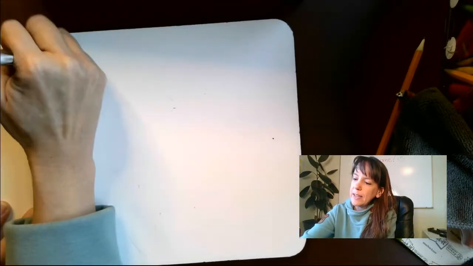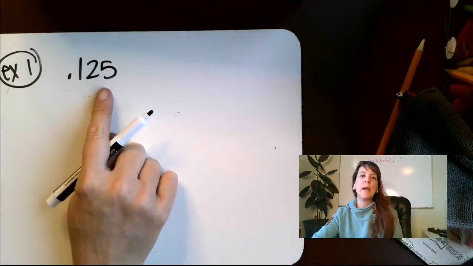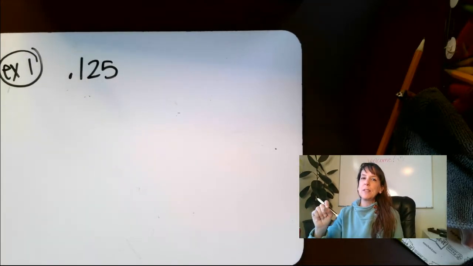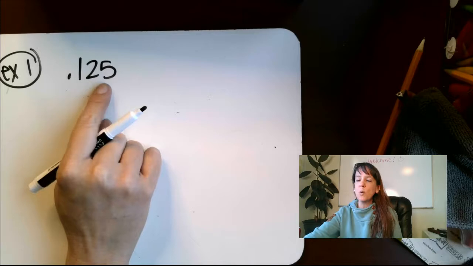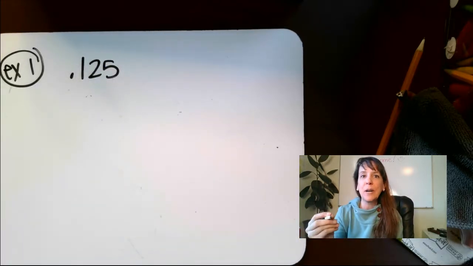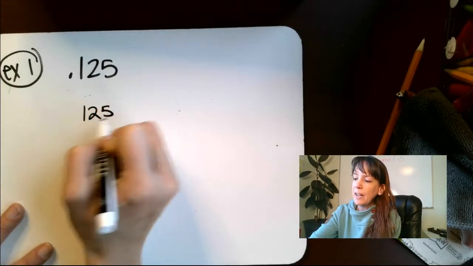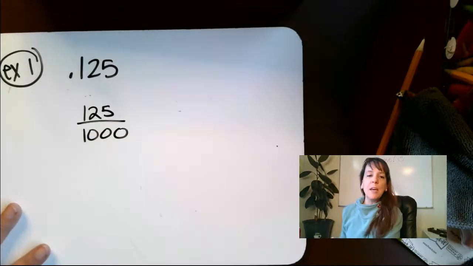Example number 1, this says 0.125, we need to turn this into a fraction. I want you to remember how to say your decimals correctly. It is 125 thousandths. So if you say your decimal correctly out loud, it's telling you exactly how to write it as a fraction. 125 thousandths. So it's going to be over 1,000.